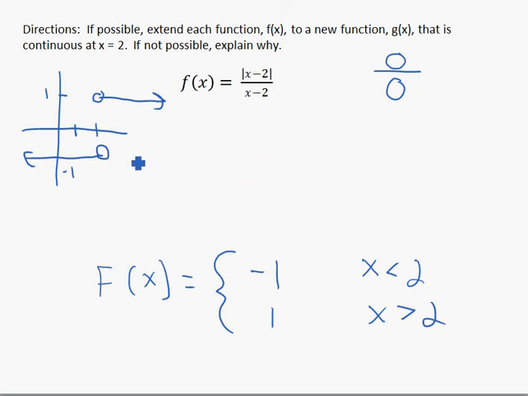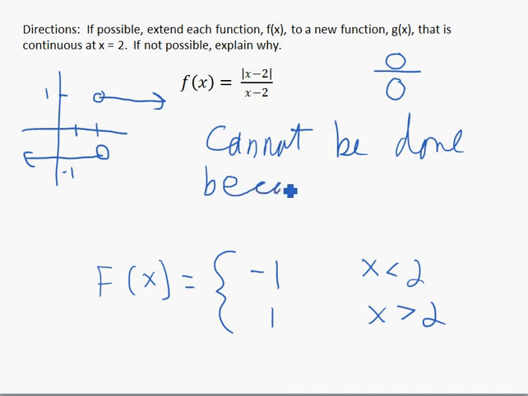So we cannot do it, and the reason is that it cannot be done because the limit doesn't exist. If the limit doesn't exist, then it can't be continuous no matter what I define the function to be. Because the limit as x goes to 2 of f of x does not exist.